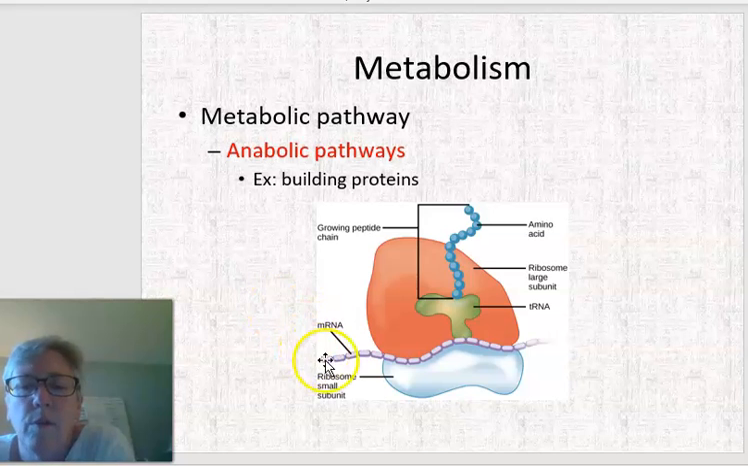All right, here's an example of a piece of mRNA that's building a growing peptide chain. So this would be an anabolic pathway because it's building up a longer peptide.